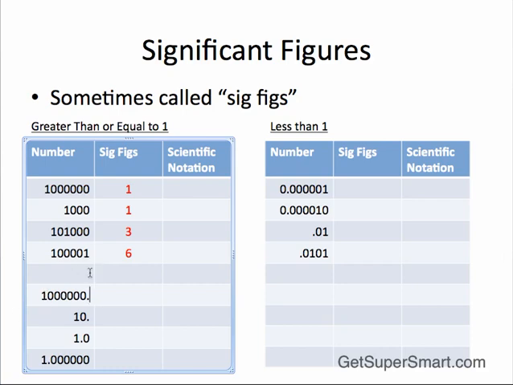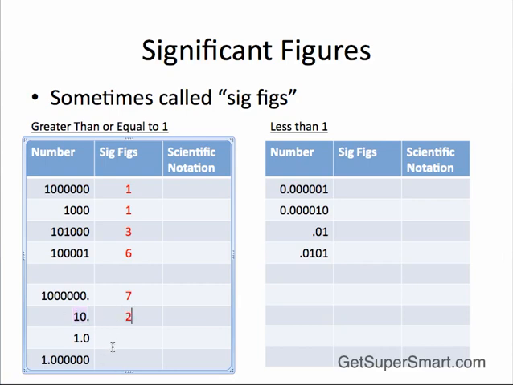Up here with this 1 million, I can only count this one, because there was no decimal. Here I get to count all of them. So 1, 2, 3, 4, 5, 6, 7 significant digits, or significant figures. Same thing with 10. Before, without the decimal, we would only have 1, because we wouldn't count that 0. But because that decimal exists, it's saying everything to the left is significant now. So 1, 2 significant figures.